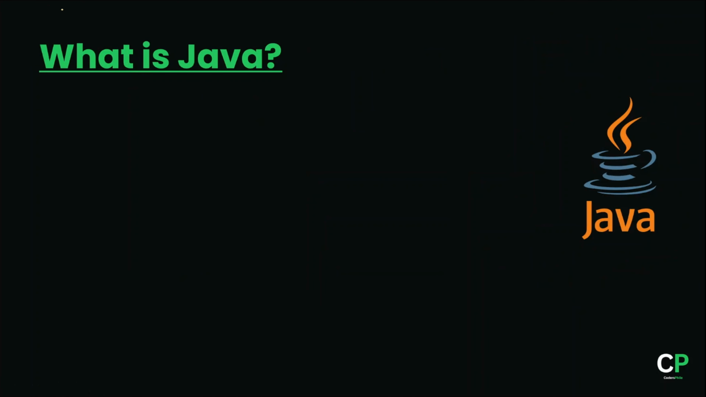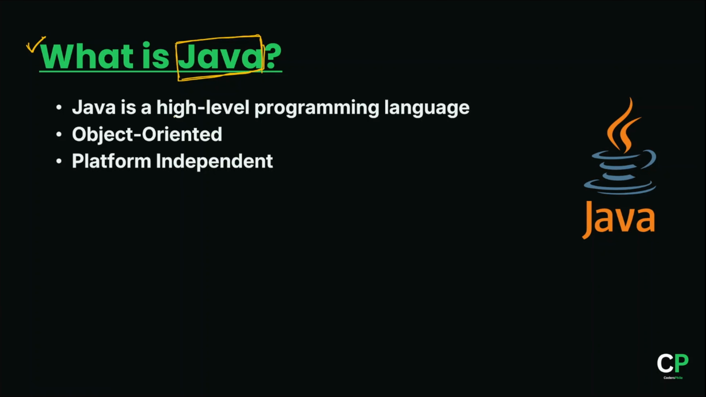Now let's move to Java. Let's see what Java is, and whether it is interpreter based or compiler based. So first, what is Java? Java is a high level programming language. That is, it is easier for humans to read and write, and uses English-like syntax.